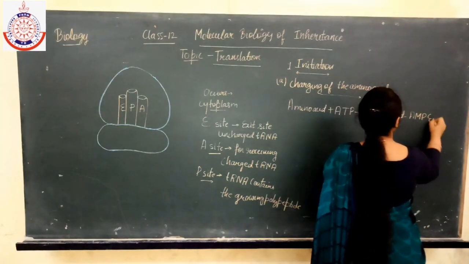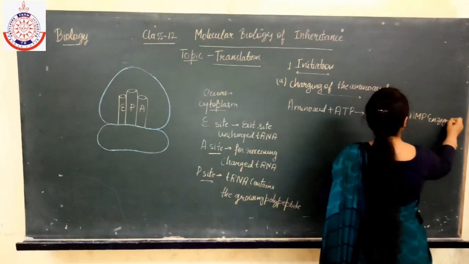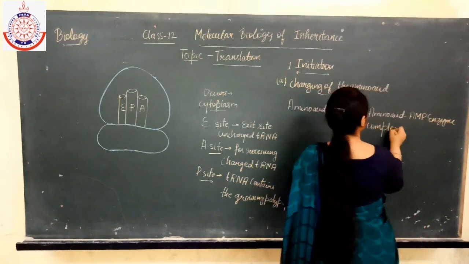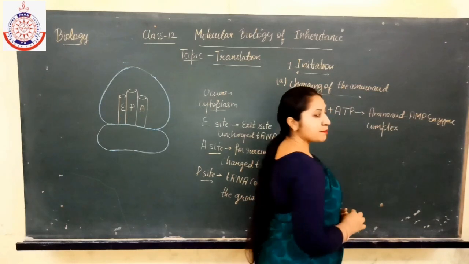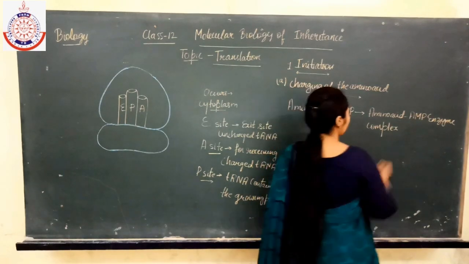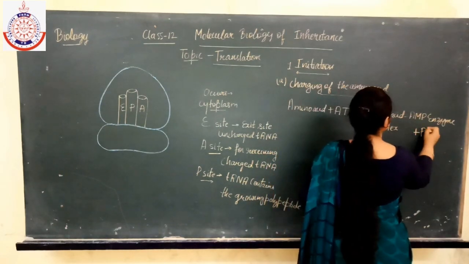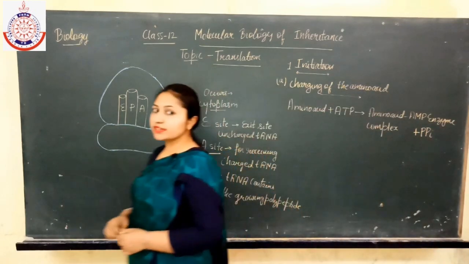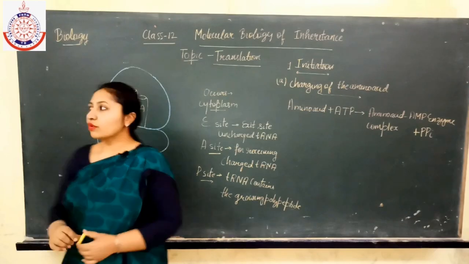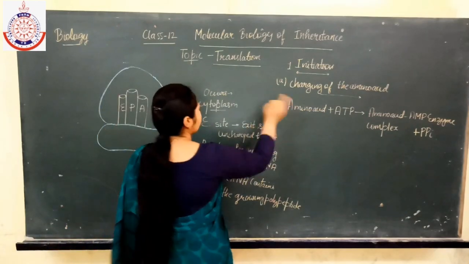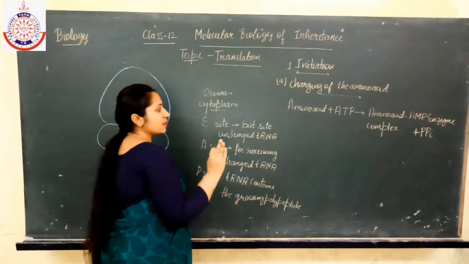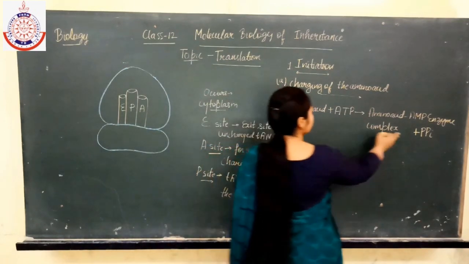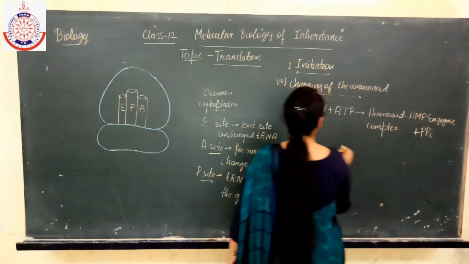amino acid AMP enzyme complex, and the pyrophosphates will be removed. Okay. So charging of the amino acid means the amino acid plus ATP gives the amino acid AMP enzyme complex plus pyrophosphates that are released.